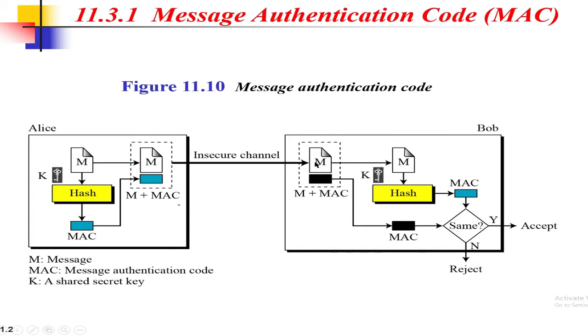Now in the receiver section, Bob separates the message and MAC and creates a new MAC by using the concatenation of the secret key and the message. Bob then compares the newly created MAC with the one received. If the two MACs match, then only the message is authentic. Otherwise, it is rejected. Here both the message and MAC are sent over the insecure channel. The attacker can see the message but cannot modify it, because the attacker does not know the secret key.